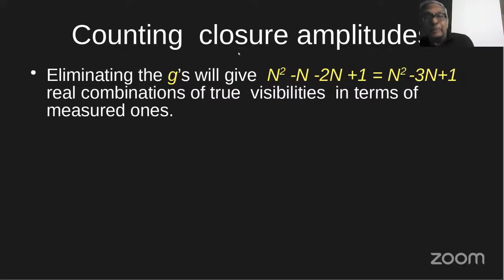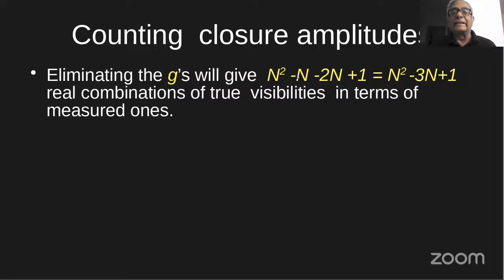Just counting the number of closure amplitudes is the one given in this Bible of synthesis imaging called TMS, for Thomson, Moran, Swenson. It's a great book. But when it comes to actually giving you the number of closure amplitudes, this is the kind of argument they give. The same argument we said about eliminating the G's, right?